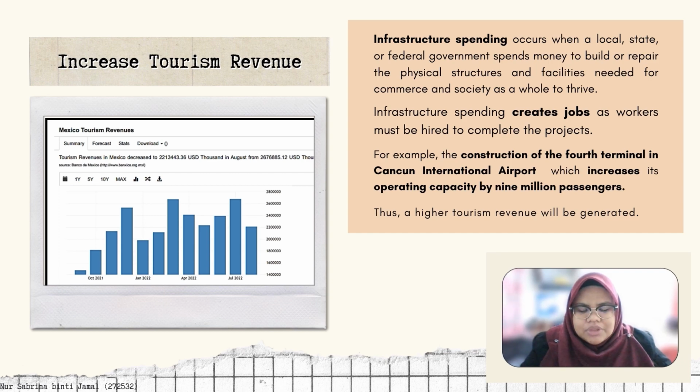For example, the construction of the fourth terminal in Cancun International Airport. The opening of Terminal 4 increases its operating capacity by 9 million passengers, making it the second most important airport in the country, as it is able to handle 31 million passengers a year. Thus, this infrastructure has improved the economy of Mexico as they receive more passengers and allow tourist destinations to have a greater influx of domestic and foreign tourists. This means that higher tourism revenue will be generated.